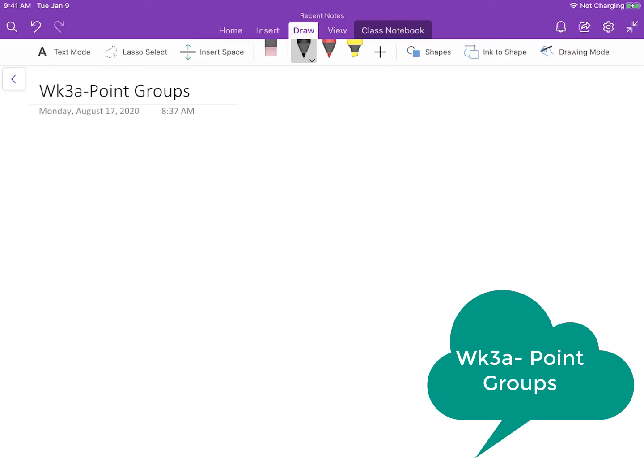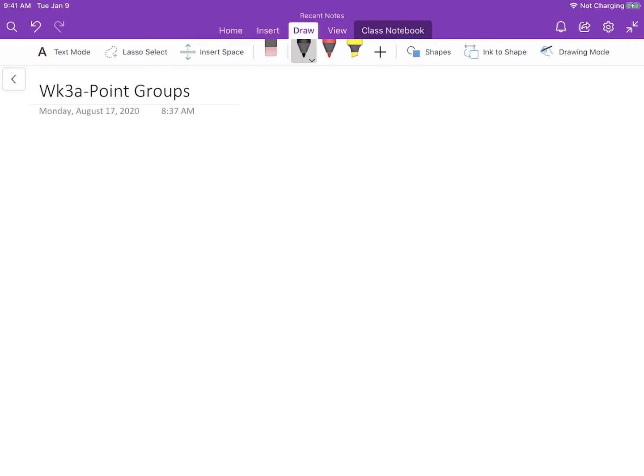Welcome. Today we're going to talk about point groups. So we already talked about symmetry elements last time and their operations. And so basically molecules are classified into groups based on their elements and operations.